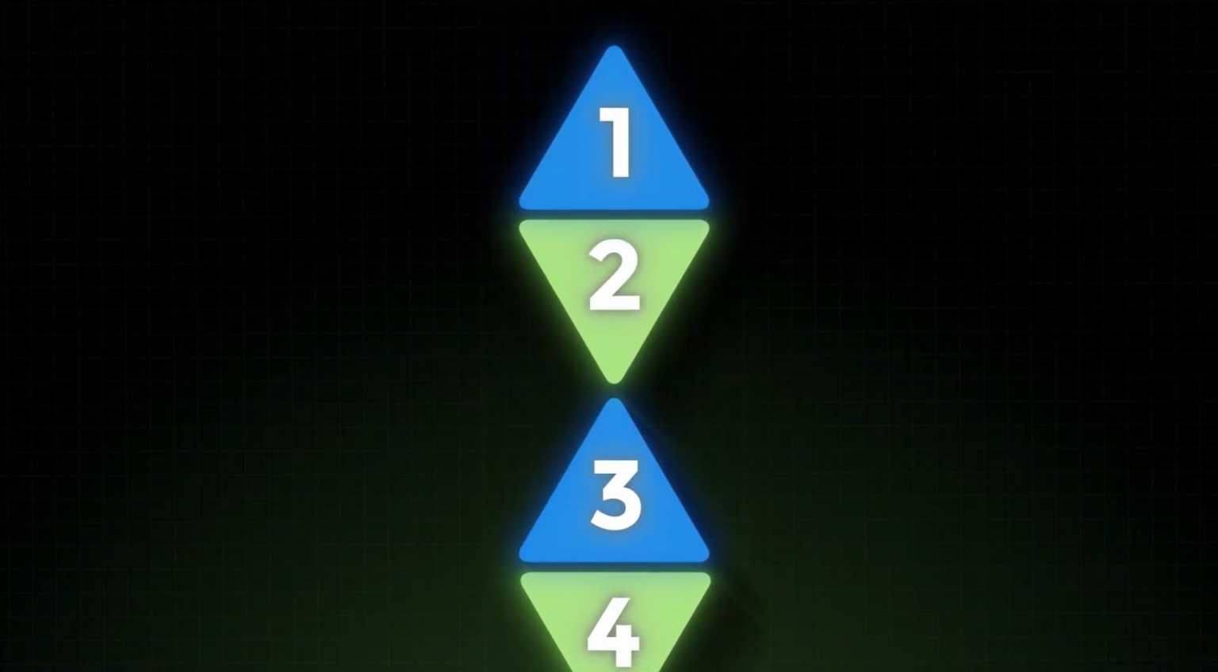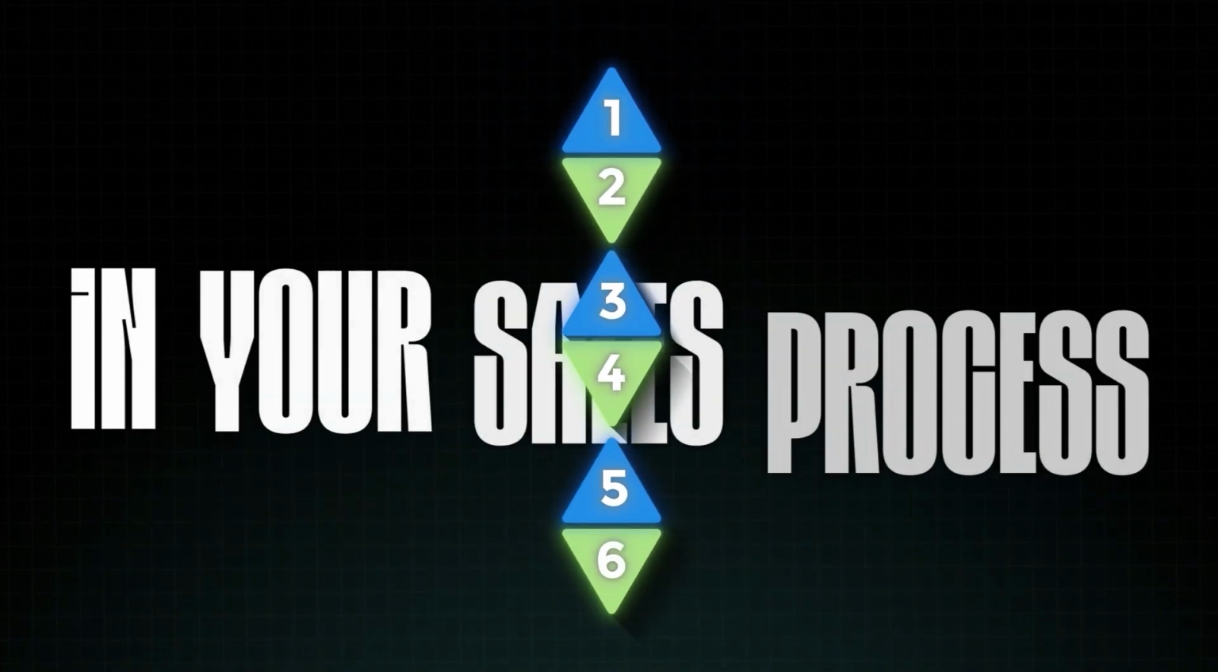So let's break down in order from 6 to number 1 the 6 things that you have to have in your sales process to ensure that the conscious mind stays dormant and the unconscious mind makes the decision for them, helping you generate sales every single day with cold ads. So let's start with number 6.